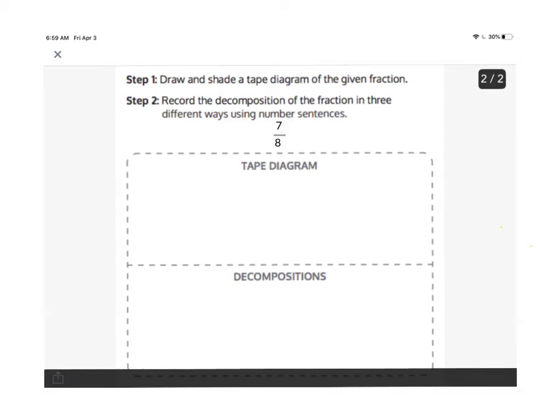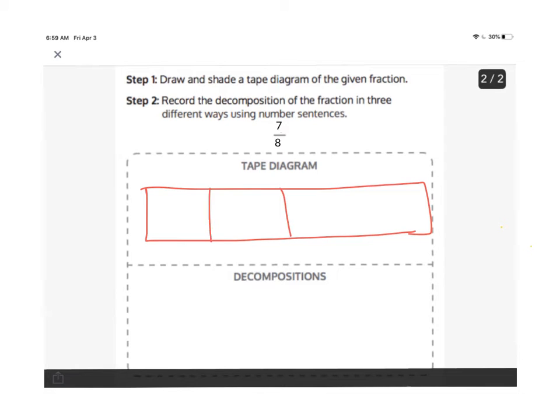The next problem you'll have on your exit ticket has 2 different steps asking a couple different things. So step 1 is to draw and shade a tape diagram of the given fraction. The fraction I'm putting in this example is 7/8. So the first thing I'm going to do is draw my big tape diagram. Then I need to split it into 8 equal pieces, right? So now it's in 4 pieces. 1, 2, 3, 4, 5, 6, 7, 8.